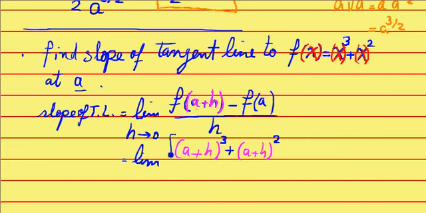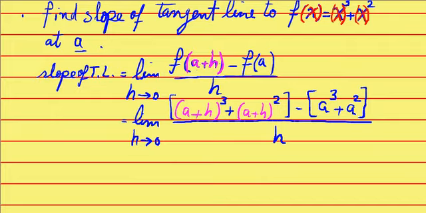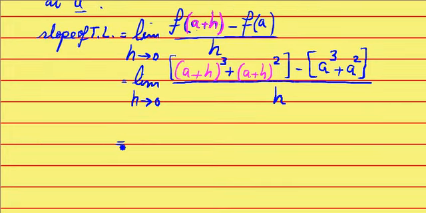Then I have to calculate the same thing at a. So I write a cubed plus a squared. That whole thing has to be divided by h, and then h has to go to 0. How do we carry this thing out? Well, you need to know how to square or cube something, and I hope you remember that.